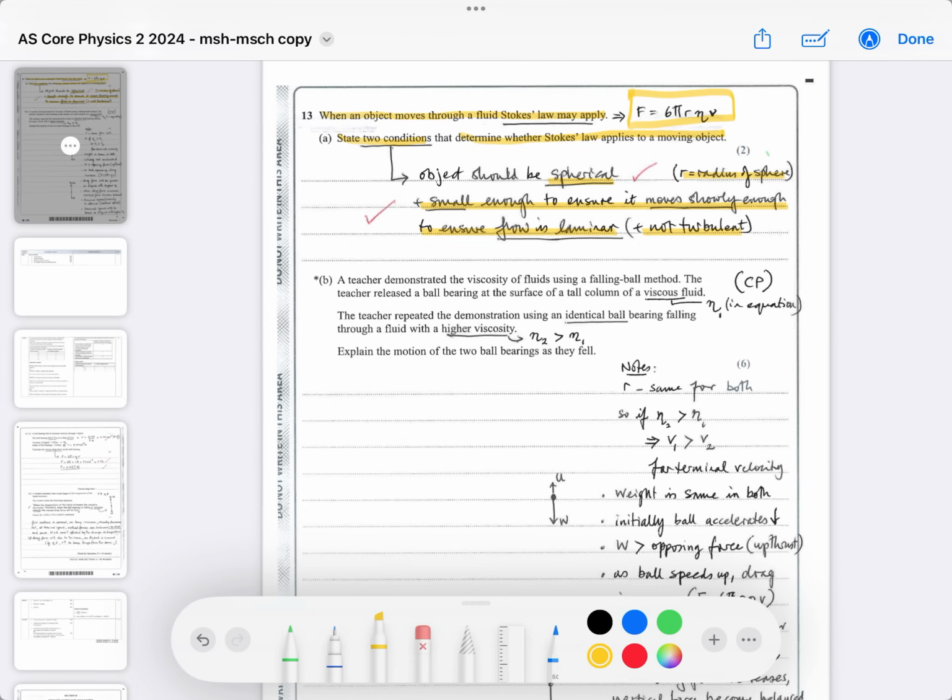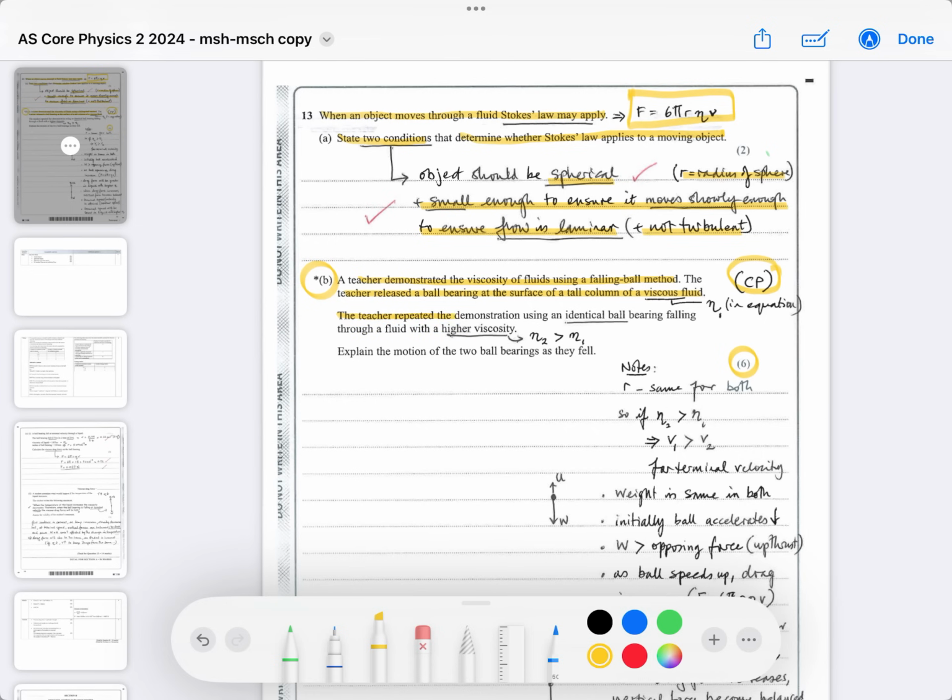Okay? Part B, it's got an asterisk by it, so that means it should be a 6-mark question. Here are my notes on it. A teacher demonstrated the viscosity of fluids using a falling ball method. That's one of the core practicals, both in international A level and in Edexcel Linear. The teacher released a ball bearing at the surface of a tall column of a viscous fluid. It's tall, so it has long enough to travel through it and reach terminal velocity.